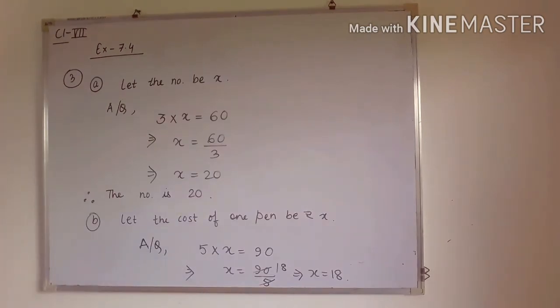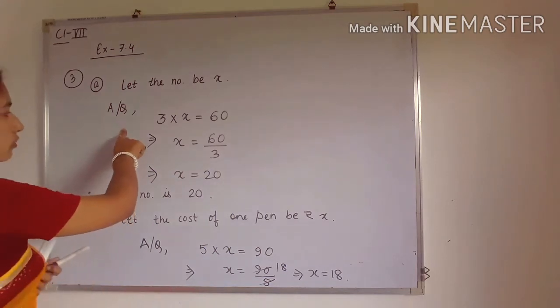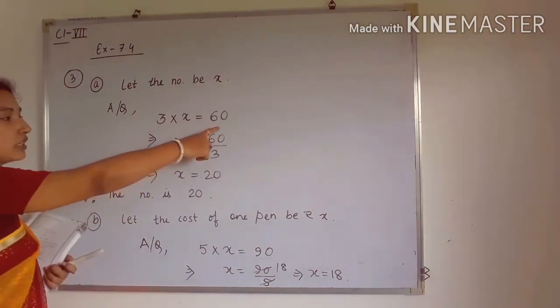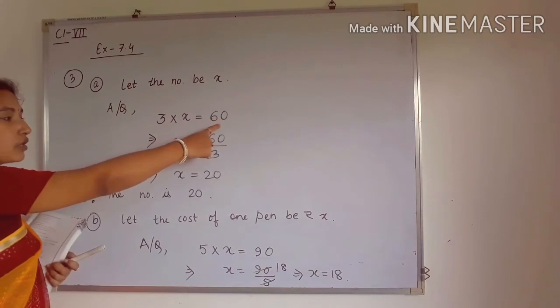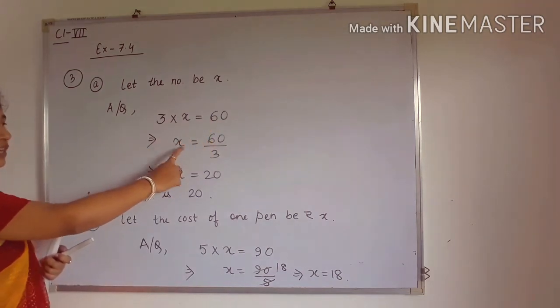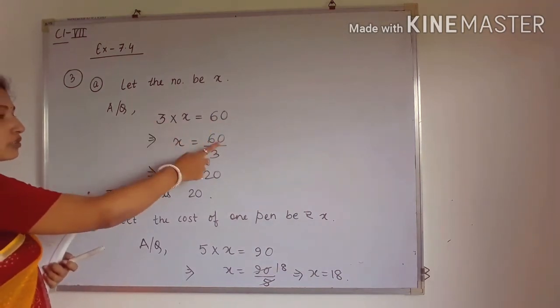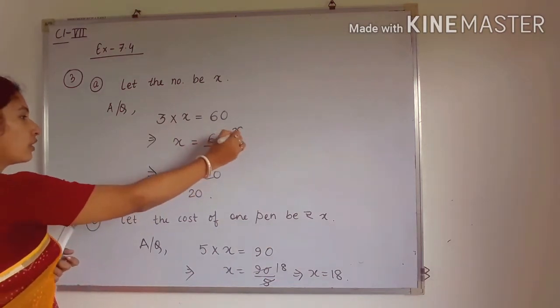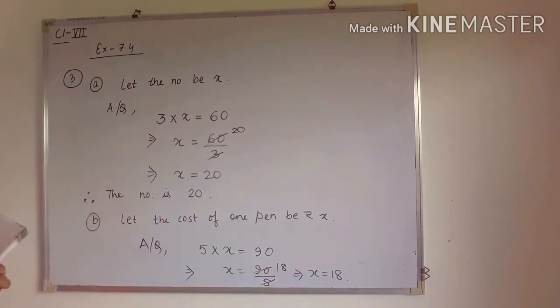In question number 3 we have to form the equation and solve. In question 3a, it is given that 3 times a number is 60. What is that number? So let the number be x. According to the question, 3 times that number is equal to 60, so 3 into x is equal to 60. We can easily find the value of x by transposing 3 to the other side, where it gets divided. So 60 divided by 3 gives 20. The number is 20.